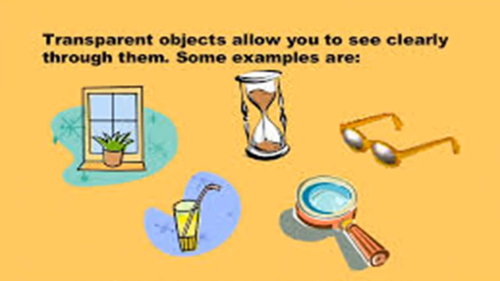Transparent objects allow you to see clearly through them. Meaning these objects allow light to pass through them completely. Because of this, we are able to see the things, as we saw through the clear plastic. Other examples of transparent objects are glass, clear water, and even transparent plastic sheets.